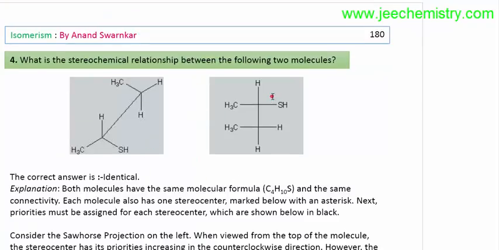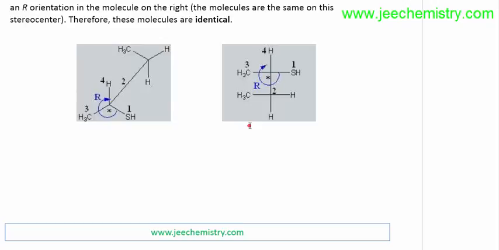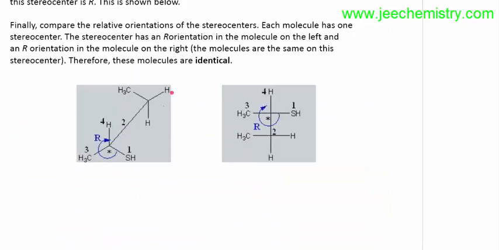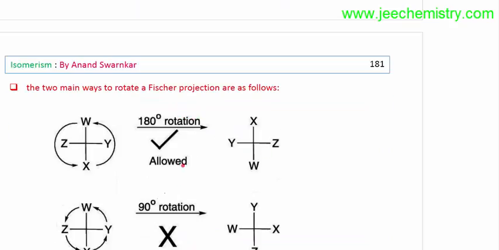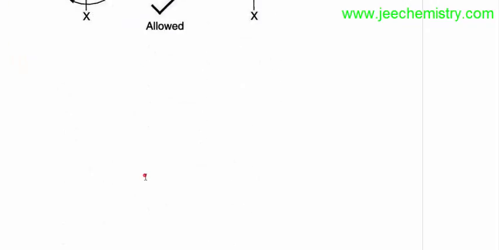Here we also have to find the chiral center and the RS configurations. There is only one chiral center, the two H groups are similar, so we have to check only this group. This is R, this is R, which means they are identical. R and R, they are identical. It only shows how the rotations are possible. This is not much important.